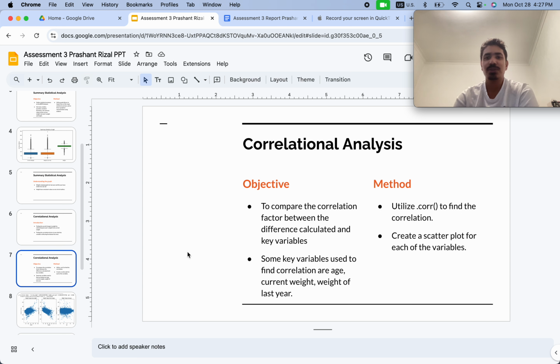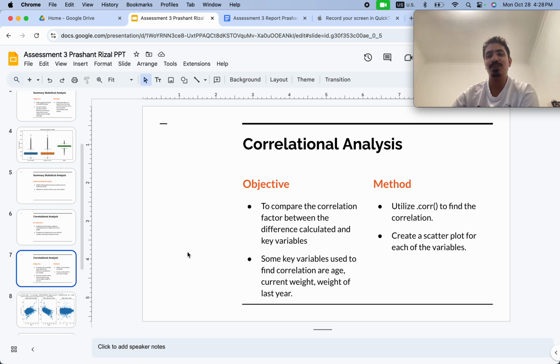So to compare the correlation factor between the difference calculated and key variables, some of the key variables that we used are age, current weight, and weight of last year. The method we approach is again using Pandas libraries, using the .corr method to find the correlation between the difference in the weight versus the age, the current weight, and the weight of last year. And also using the .max function to find the most correlatable variable.